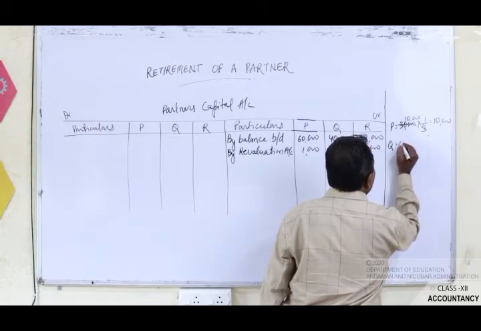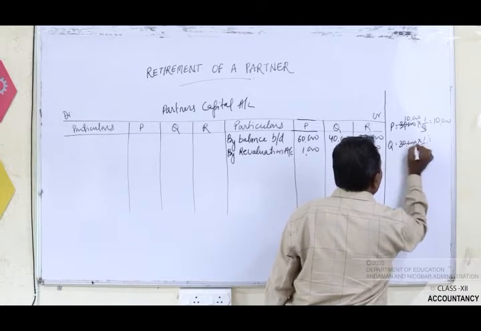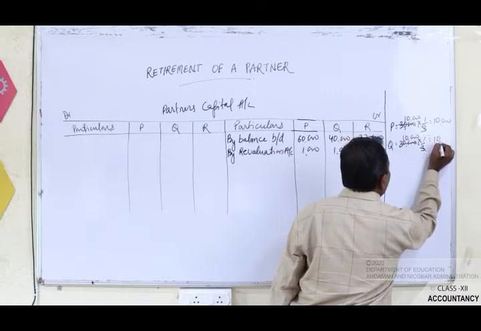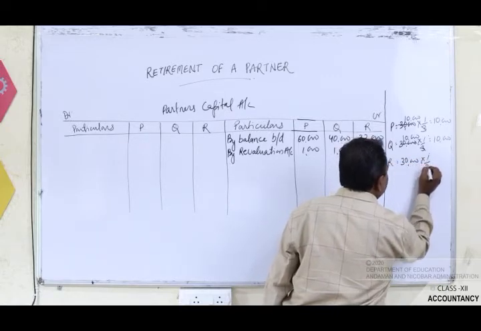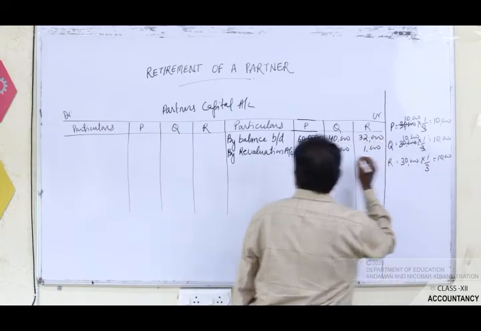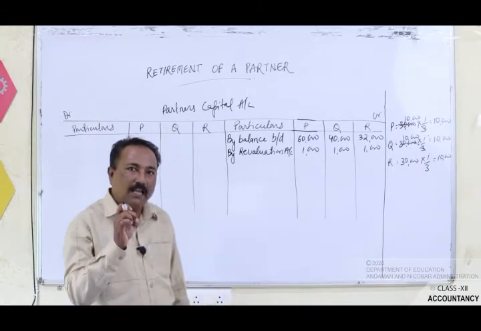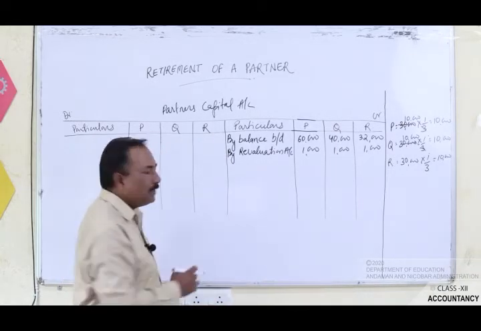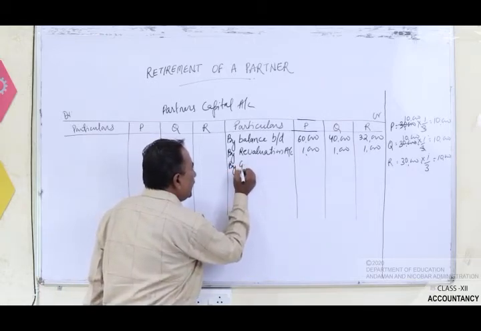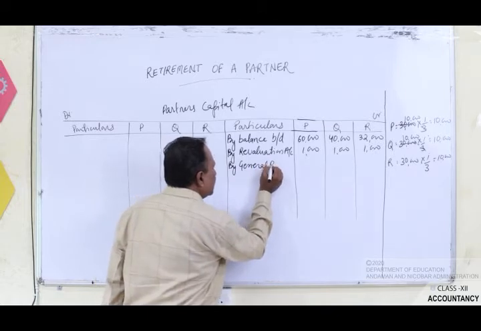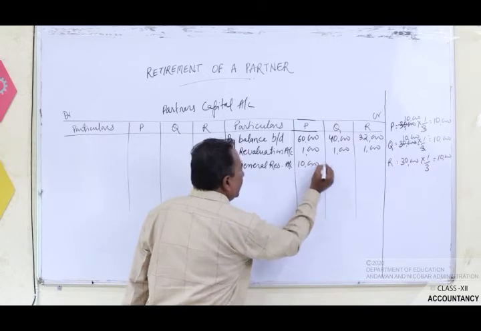Q will also get rupees 10,000. 1/3 is equal to 10,000. Similarly, R will also get rupees 10,000. This amount of rupees 10,000 in each partner's capital account will have to be recorded now. On which side we will record? It will be recorded on the credit side. So, on the credit side you have to write as by general reserves account, and each partner will get rupees 10,000.